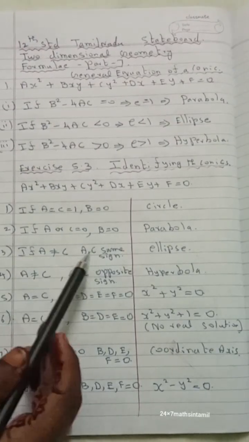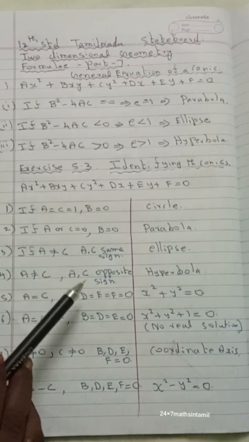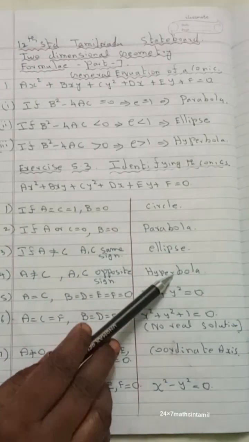If a not equal to 0, a and c have the same sign, ellipse. If a not equal to 0, a and c opposite sign, hyperbola.